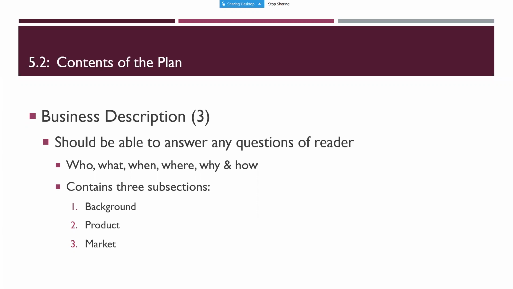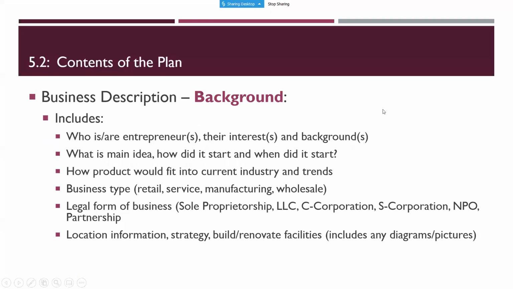And that business description has 3 subsections. So the business background, the product or service that's being offered, and the market to which that product or service is being offered. We're going into each one specifically.